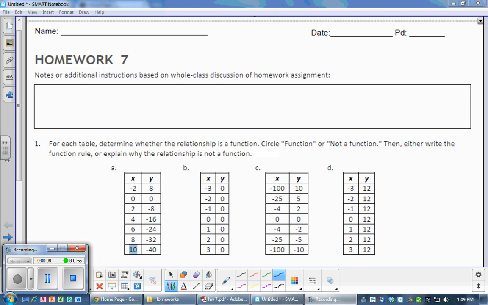Ladies and gentlemen, this is homework number 7. You can find it on YouTube under Miss Gomez homework number 7. This is what the worksheet looks like.